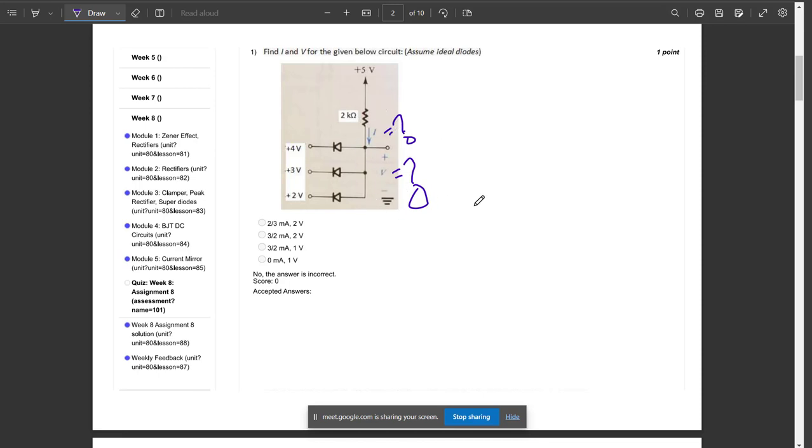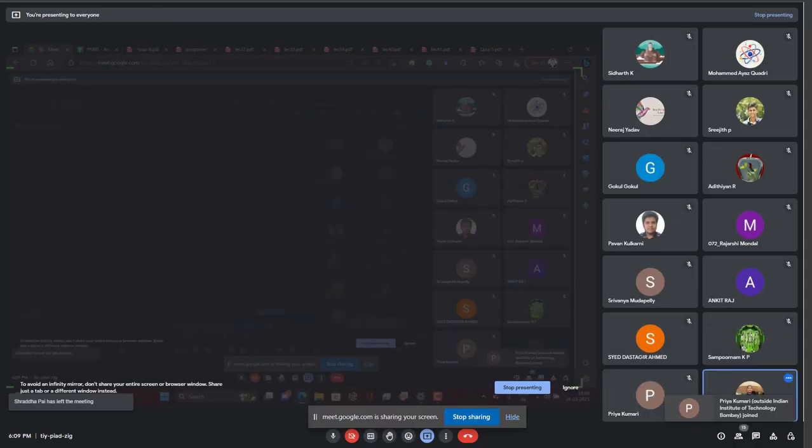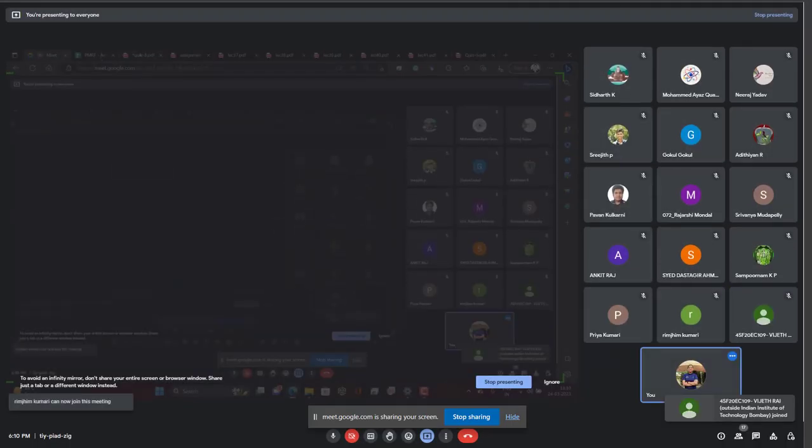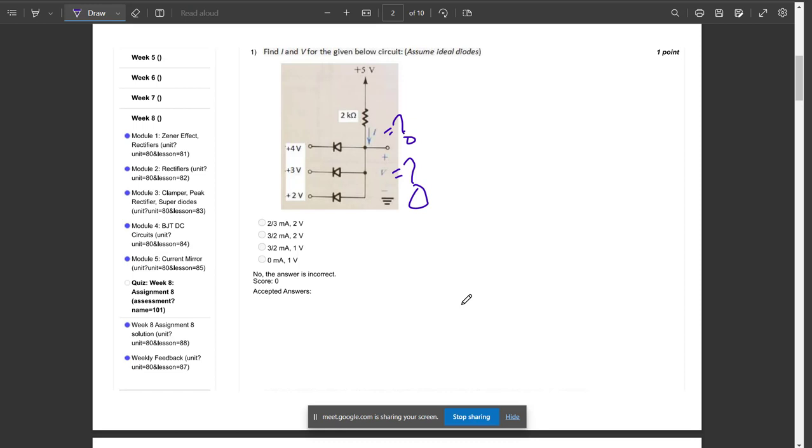So this is what the question is. Here you have to see which diode will start conducting first, and if it starts conducting, whether the others will conduct or not, and if some diode conducts, what will be the current and voltage. You have to check which diode has the maximum potential difference and which will be conducting, and solve this question. I'm giving you 2 minutes. Solve this question and then we'll discuss.